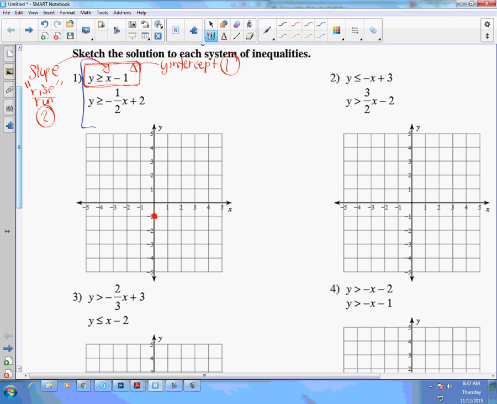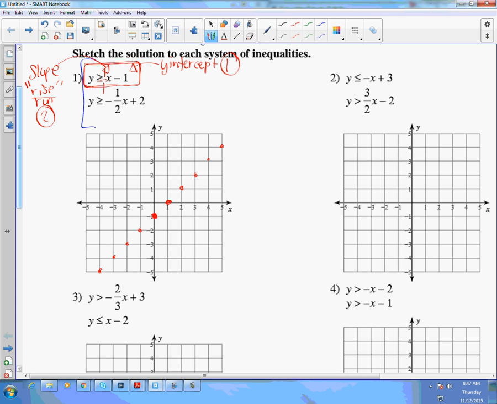Then look at the x. How many x's are right here? 1. Is that the same thing as 1 over 1? Yes, so that's rise 1, run 1. Rise 1, run 1, all the way until you're off the graph. But we also reverse it and go down 1, left 1. It should look linear.